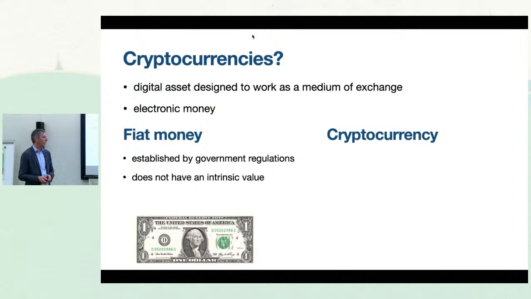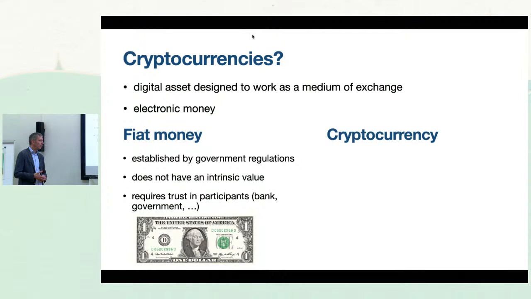And the only value comes from the fact that I trust and you trust the federal bank or the government or somebody who is issuing this. That's the only reason. Because we all believe that we get something back if we exchange this piece of paper, this kind of money works. Cryptocurrency is different.